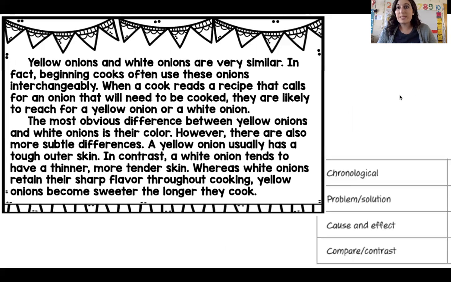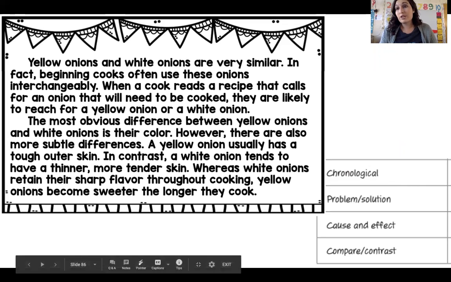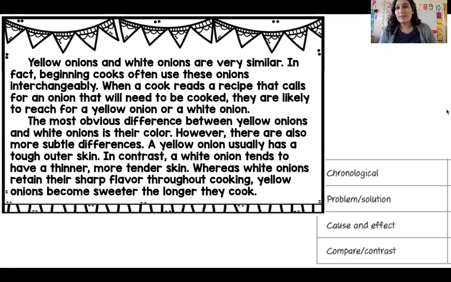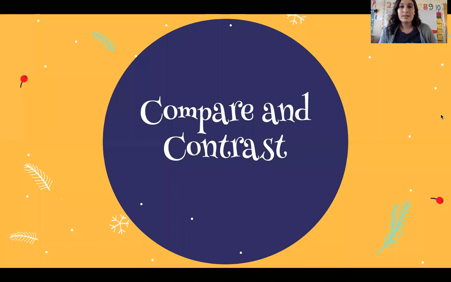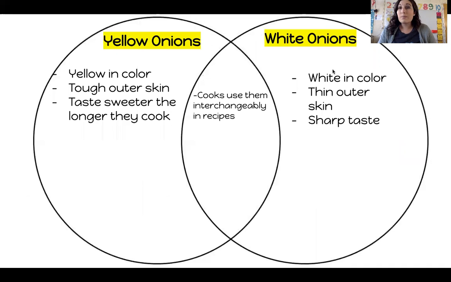Thinking about this first piece of text, what type of text structure is shown in this text? Pause the video to discuss. This text shows compare and contrast. We were comparing the two types of onions, yellow onions and white onions.